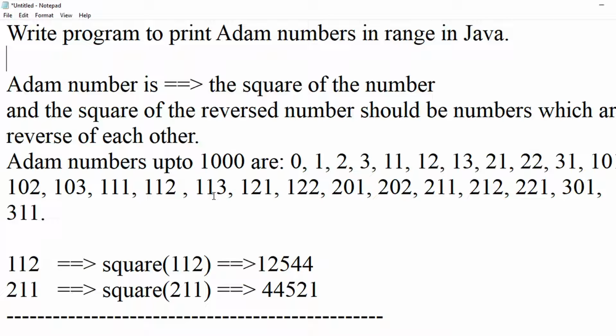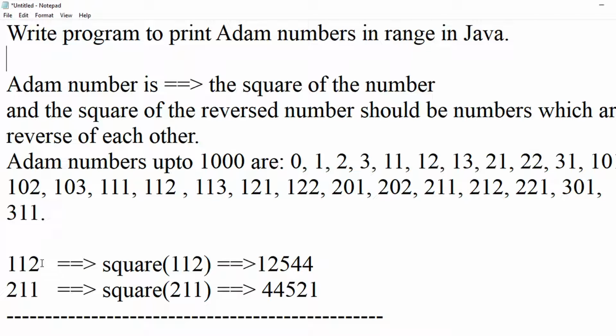First of all, what is an Adam number? If we take a number x, then square the number x, then reverse the number x, then square it. Then both these squares should be reverse of each other. If that is so, then it is an Adam number.